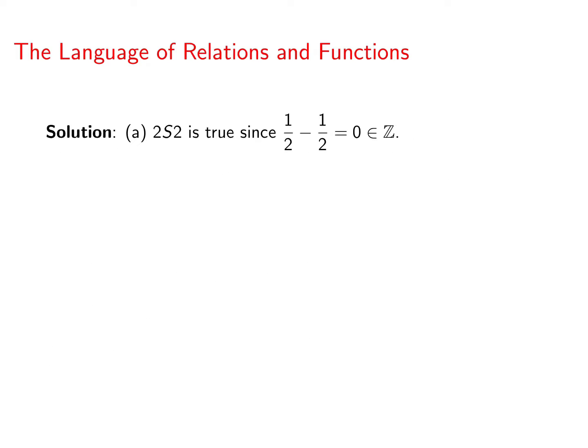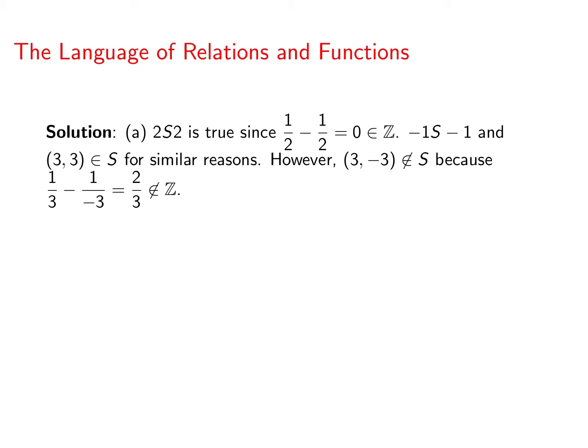All right, so for the solution, part A, 2 is related to 2 because 1/2 minus 1/2 is equal to 0. That's in the integers. -1 is related to -1, and 3 comma 3 is in S for similar reasons. When you plug them in, you will get an integer. However, 3 comma -3 is not in S, because if you plug in 3 and -3 into our expression, we'll get 2/3. That's not an integer.